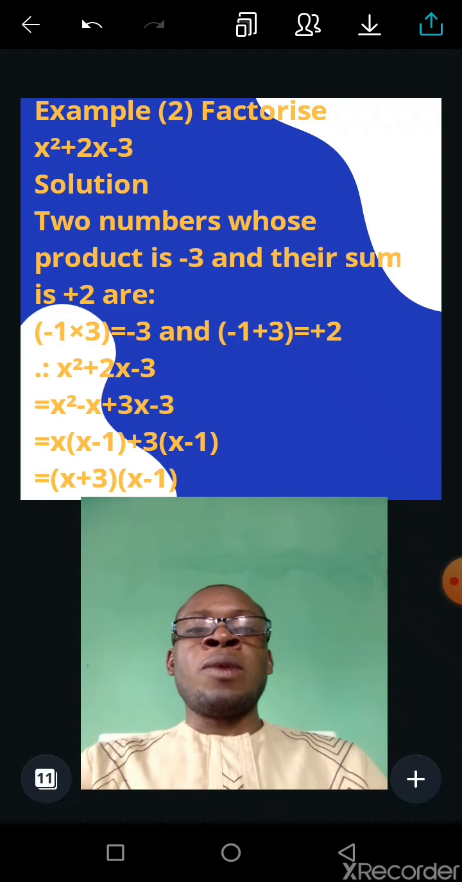So you now group them into 2 and find the highest common factor. Use the highest common factor in each of them to divide. We now have the highest common factor of x² and x is x. So x divide x² will give you x, and x divide x will give you 1. You go to the next.